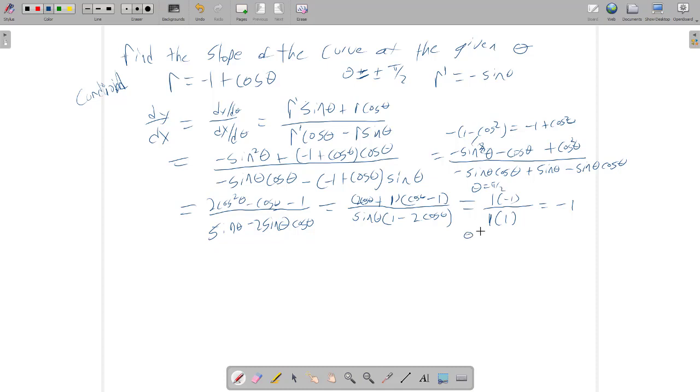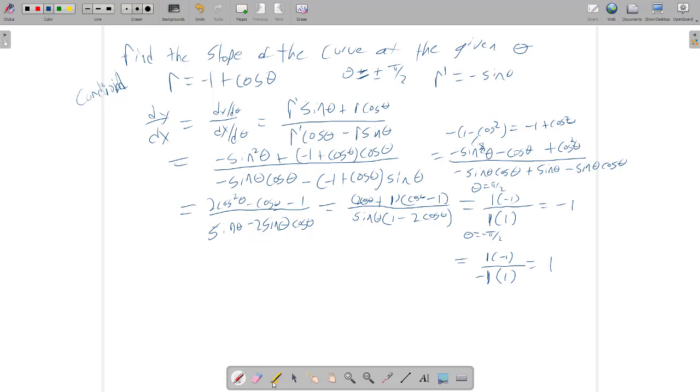At negative pi over 2, cosine is still 0, so we still get 1 times negative 1, but sine is negative 1. So this one, we will get positive 1 as our slope.